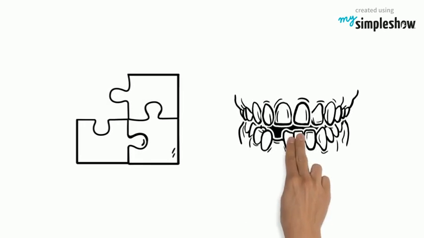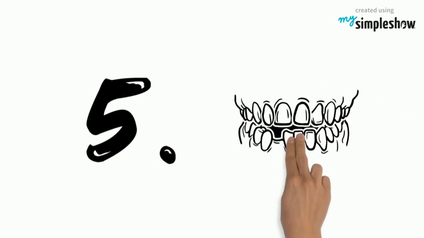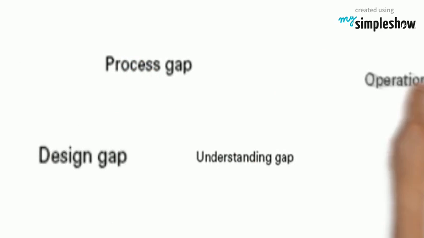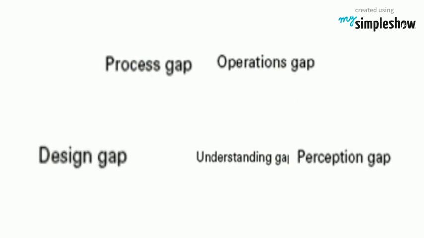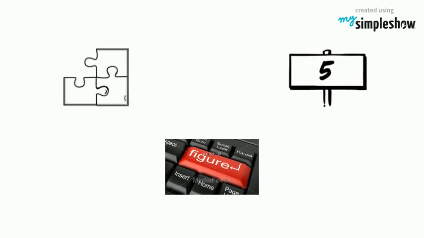Components of quality gap. 5 components of quality gaps. Understanding gap, design gap, process gap, operations gap, perception gap. Figure of 5 components.